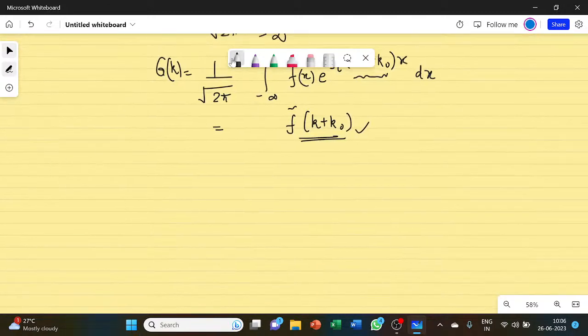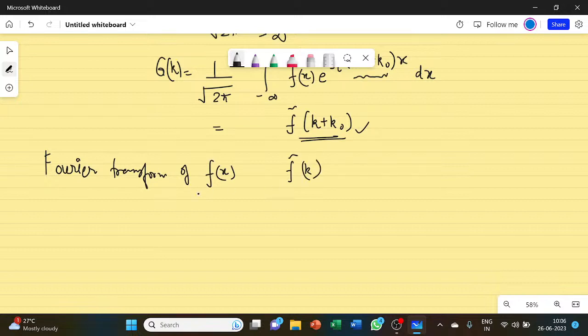Now let's say I want to find the Fourier transform of f of x plus x naught. Let us say that the Fourier transform of f of x is simply f tilde k. Now I want to find the Fourier transform of f of x plus x naught, what it would be.